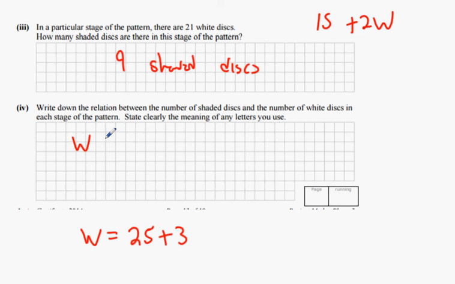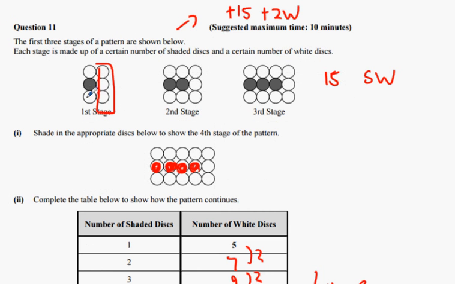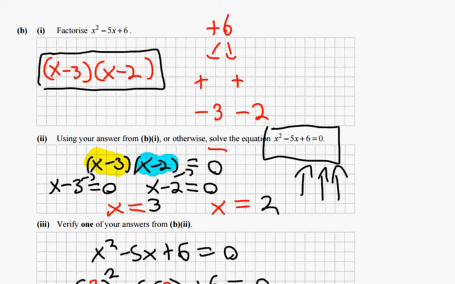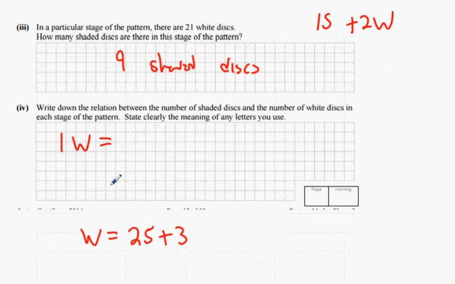So the number of whites, one shaded originally meant five whites. Oh, sorry, one shaded equals five whites. Is that right? Originally, sorry, one shaded equals five whites. Okay.